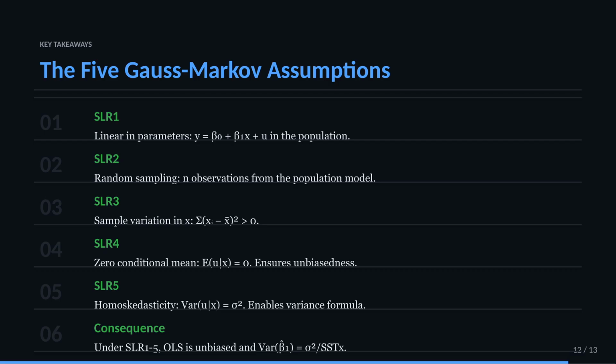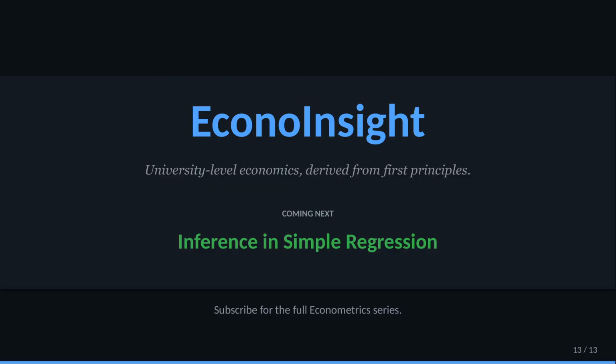That is the core logic of simple linear regression. We started with the model, derived the OLS estimator, separated population from sample objects, looked at goodness of fit, and saw why the assumptions matter so much. The next step is inference. Once we have an estimate, how do we judge whether it is precise, statistically significant, or economically meaningful? That is where we go next.